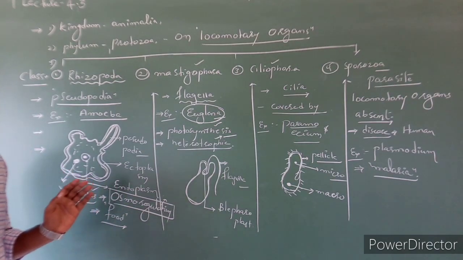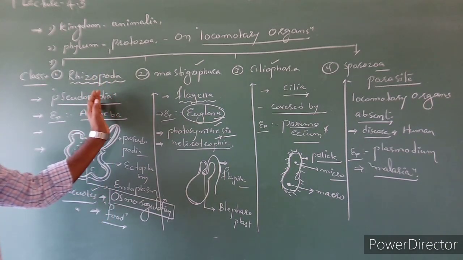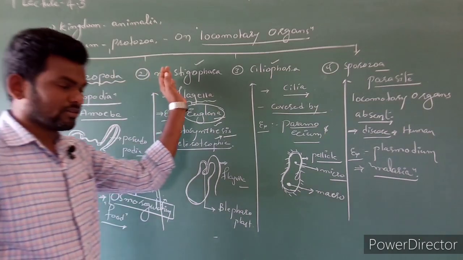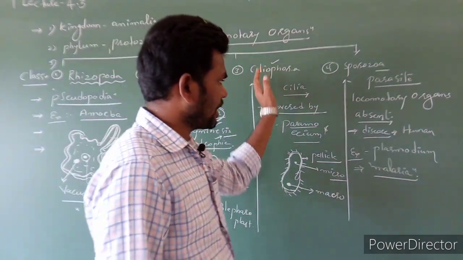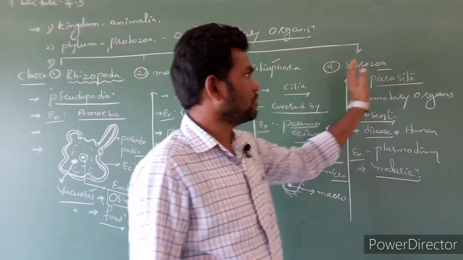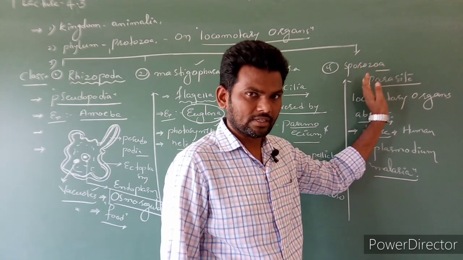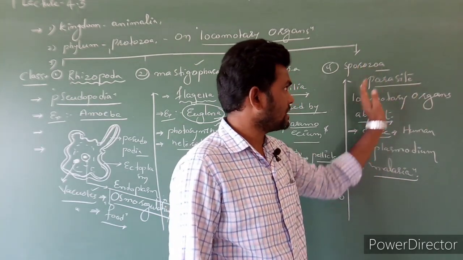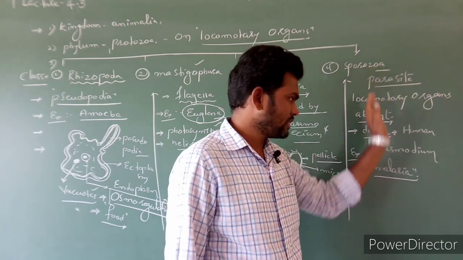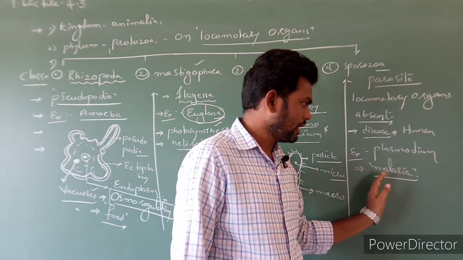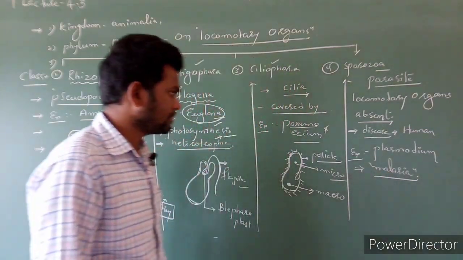So these are the classes of Protozoa based on only the locomotory organ. Which points do you have to keep in mind? First one is Rhizopoda, locomotory organ is pseudopodium. Mastigophora, locomotory organ is flagella. Ciliophora, locomotory organ is cilia. And Sporozoa, locomotory organs are absent because it is a parasite. Mostly these sporozoans cause disease to humans. Best example is Plasmodium, the malaria organism. Clear?